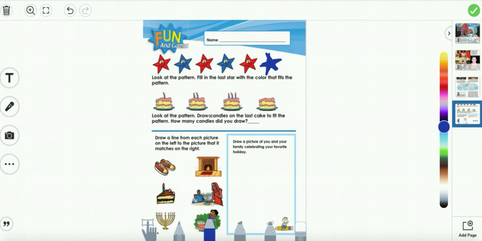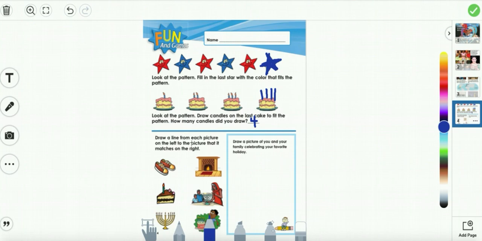Look at the pattern. Draw the candles on the last cake to fill the pattern. How many candles did you draw? So we have the first one. The first cake has 1 candle, 2 candles, 3 candles. What's next? 4 candles. 1, 2, 3, 4. So how many candles did you draw? We drew 4.